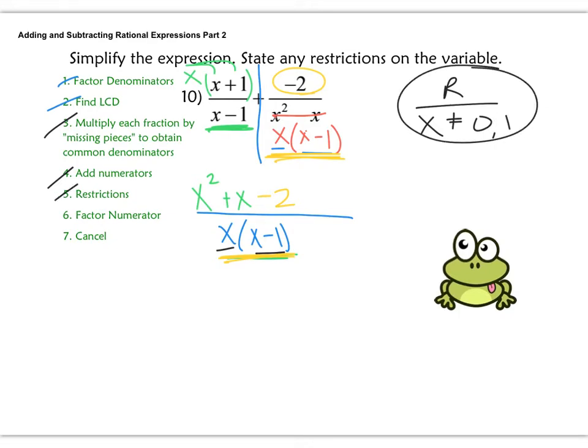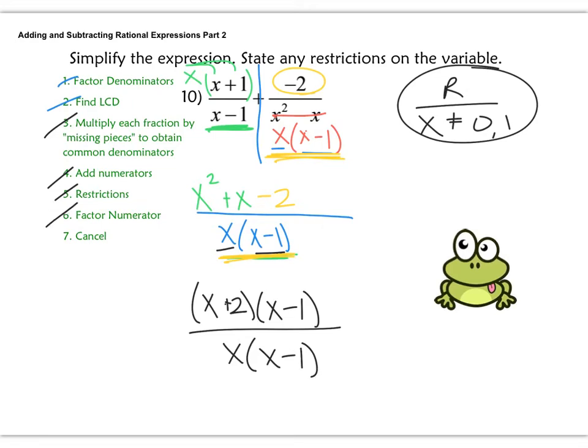Step 6, factor numerator. Ooh, that factors. That's going to give me, let's see, x plus 2 and x minus 1 over x and x minus 1. And then does anything cancel? Yes. Finally, I love when things cancel out. Those are the same top and bottom. So we are left with x plus 2 over x.